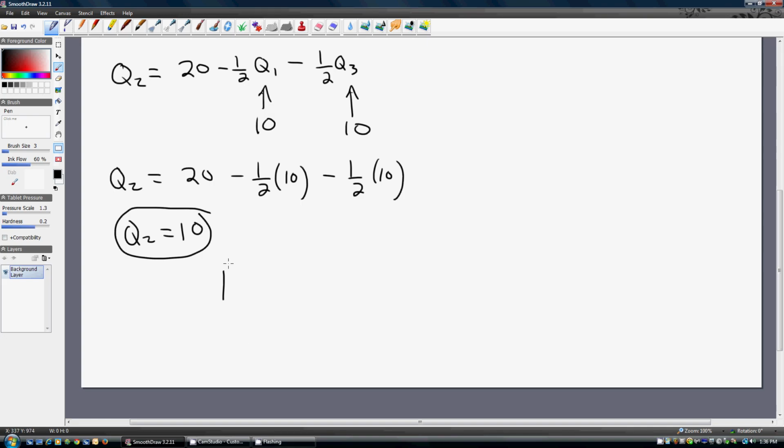And the last thing we could do is get the market price. Okay, we said the market price was given by 100 minus 2 times the total output in the market. Well, the total output in the market is 30 units, 10 from firm 1, 10 from firm 2, and 10 from firm 3. So 100 minus 60 is $40.